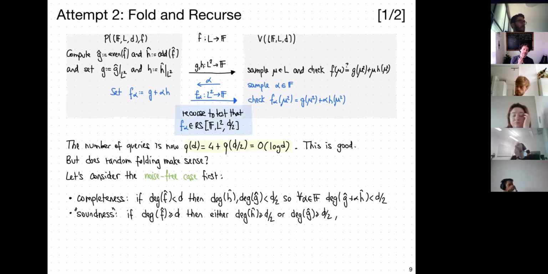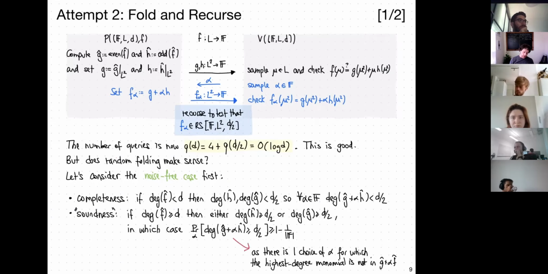And in terms of soundness, suppose that the degree was greater than d. So suppose we get a fully valid polynomial of degree greater than d. Then we know that either the odd part or the even part would be of degree at least d/2. And in this case, we'll get the following.